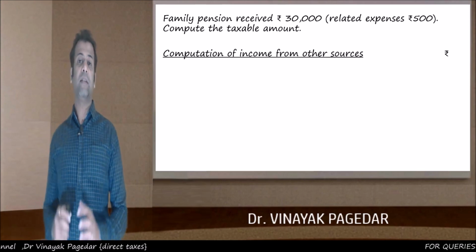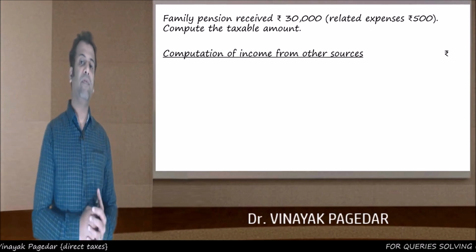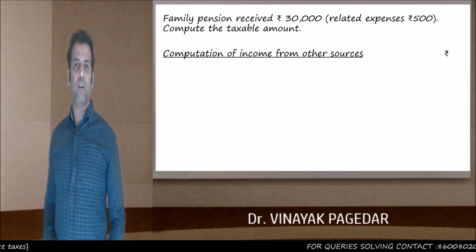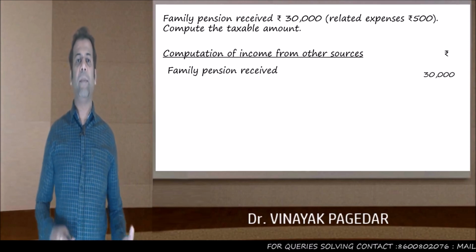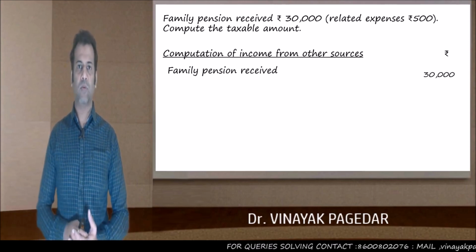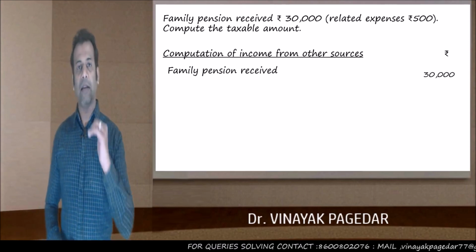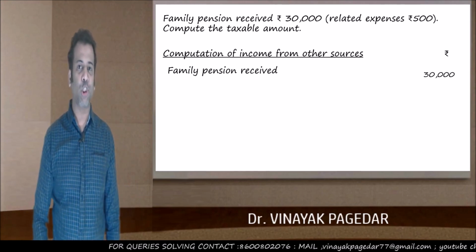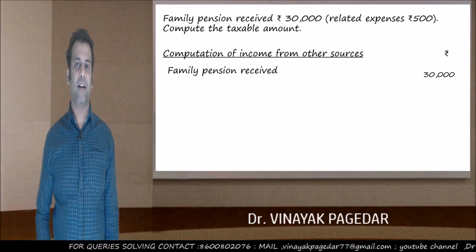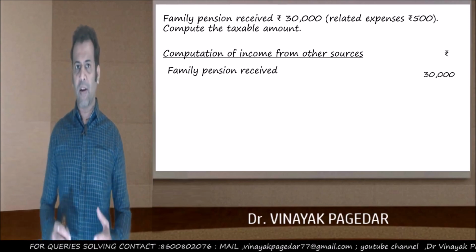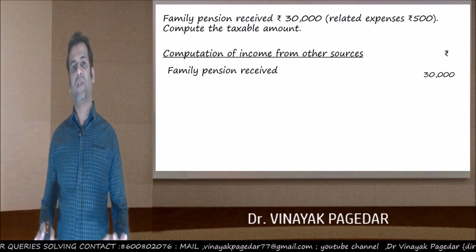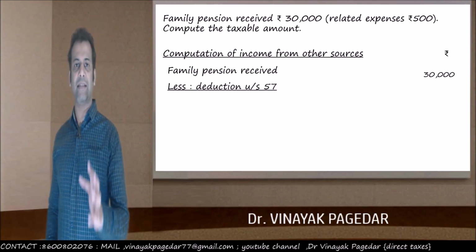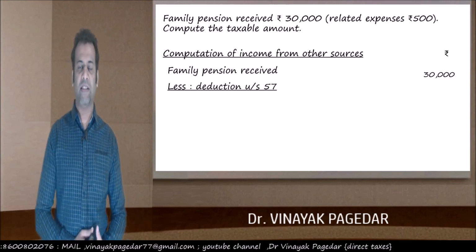So, let us start computing the taxable family pension under the head income from other sources. First question, ask yourself, how much is the family pension received? 30,000. Will it be taxable? Answer is yes. But before you tax it, there will be a standard deduction. How much is the standard deduction? In the chapter of income from other sources, all deduction is under section 57. So I say less deduction under section 57.